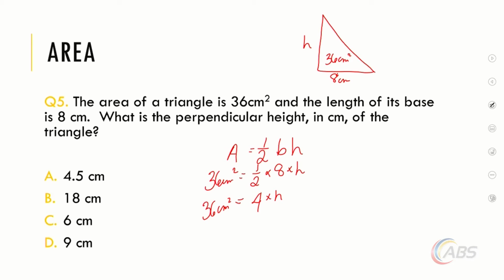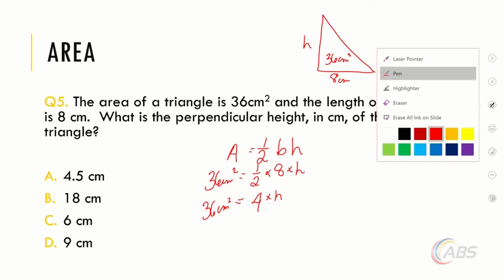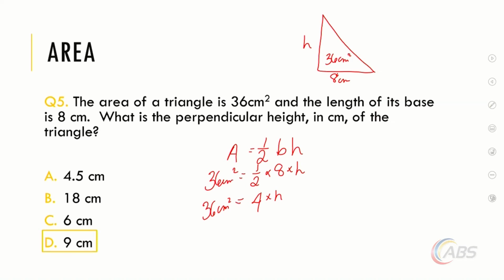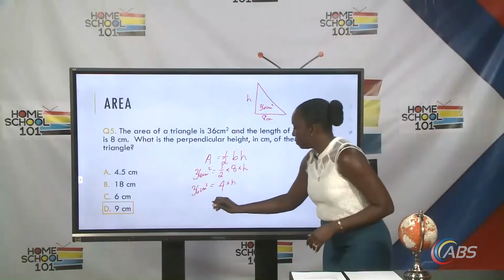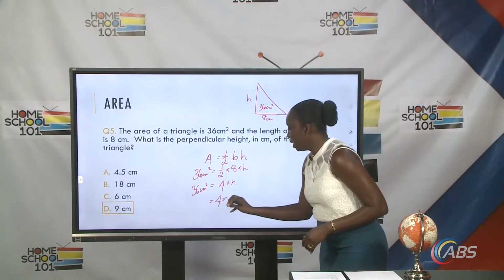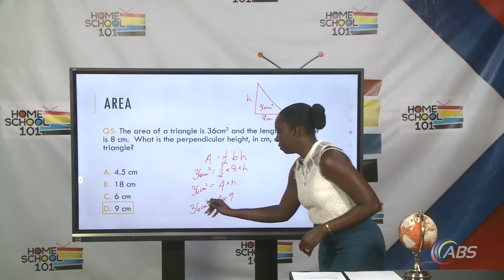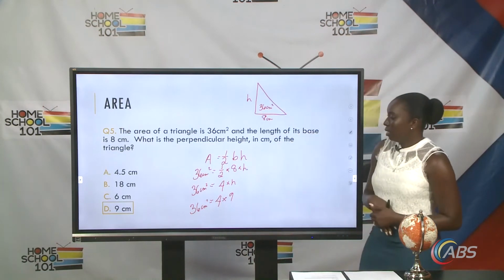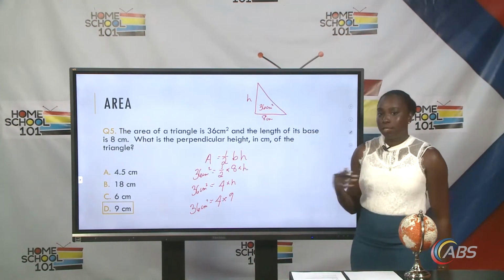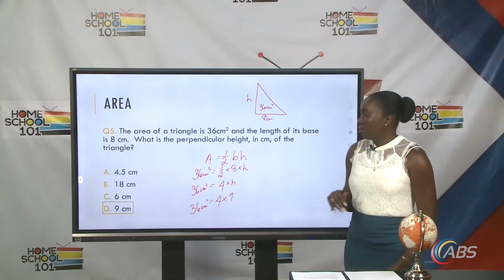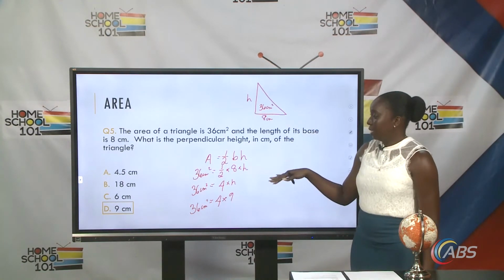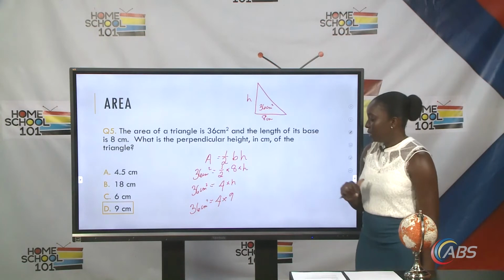And when we look at our options there, is it 4.5? No. Is it 18? No. And it's not 6, so our answer there is D, which is 9, because 4 times 9 gives us 36 centimeters squared. Okay, so that's the first method where we guess and check. So we utilized our answer in order to find the missing part, which was the height.